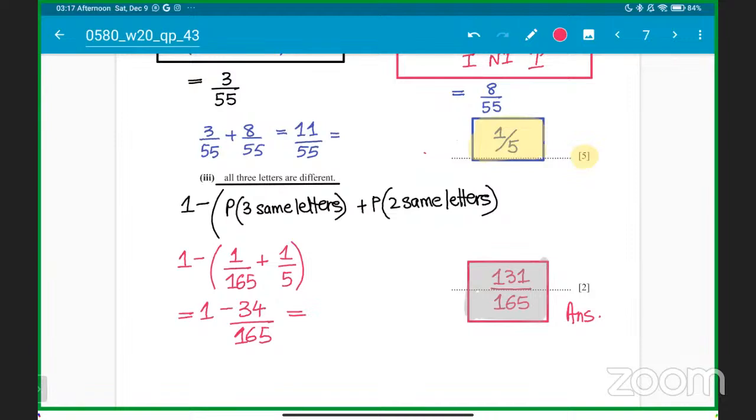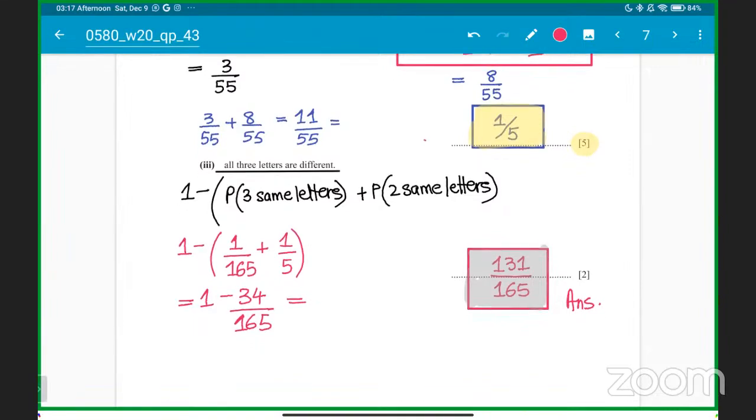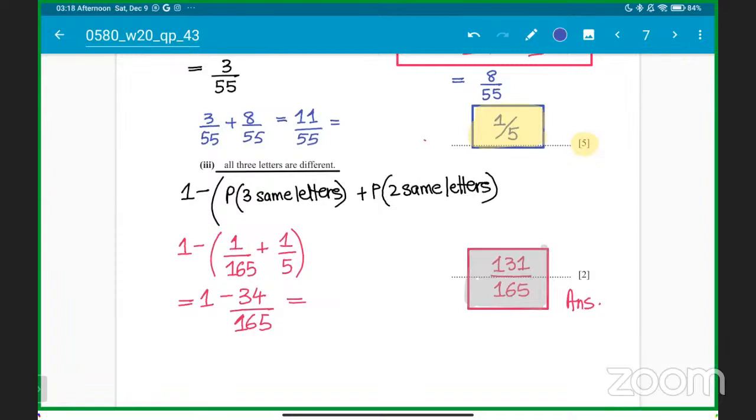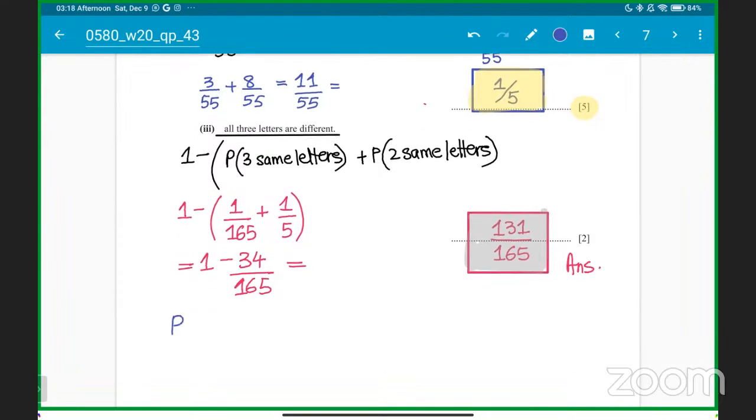If we go the direct method, it will be a lot of problem and it will take a lot of time to get to 131/165. That's why we went the opposite way. What will be the opposite of all 3 letters are different? Just think about it for a while. All 3 letters are different is like POS, one example only. So the opposite of this will be all 3 letters are same, right? If all 3 letters are different, the opposite of it is what?